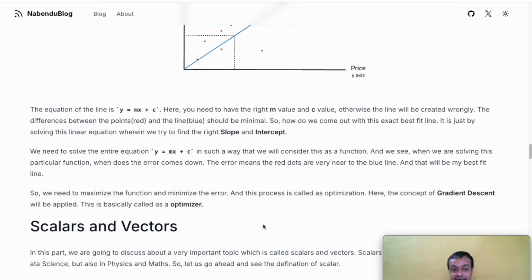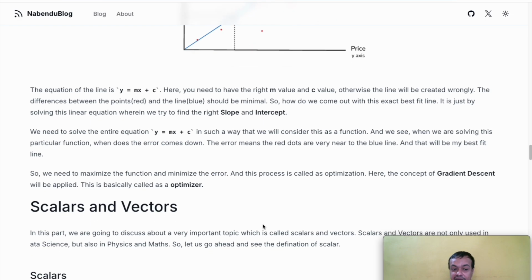Here the concept of gradient descent will be applied. These are basically called optimizers.